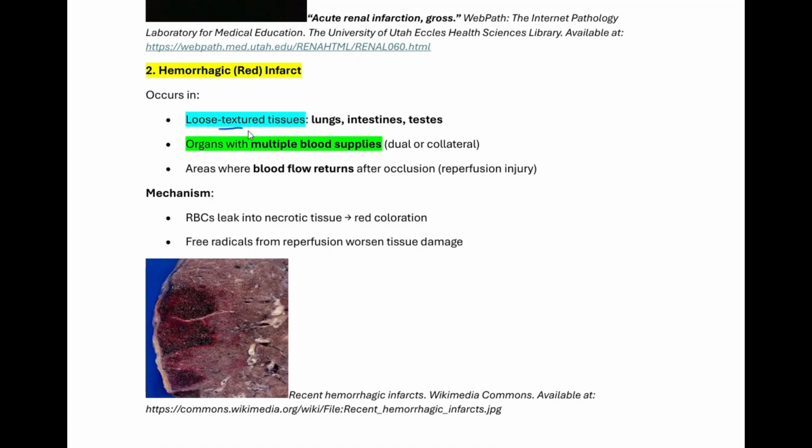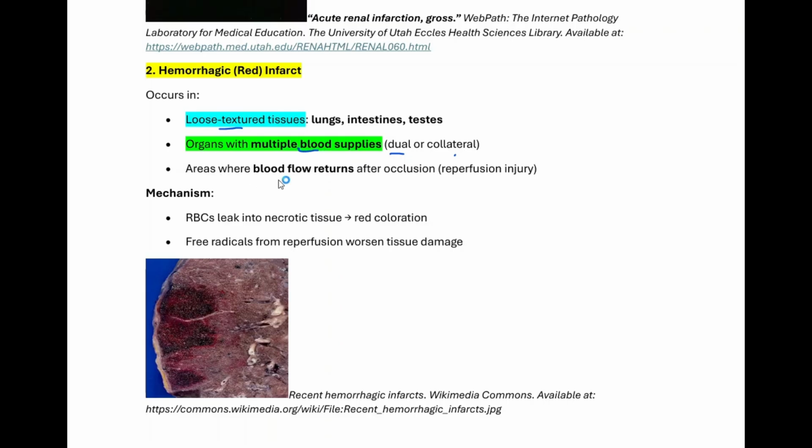Example of those tissues includes the lungs, the intestine, and the testes, right? And when you look at these tissues, they have multiple blood supply. That's number one, so dual or collateral, that's one reason. And the other reason is that these tissues are very loose, so they have loose textures. Because they have loose textures, that also predisposes them to hemorrhagic infarct in the setting of ischemia.